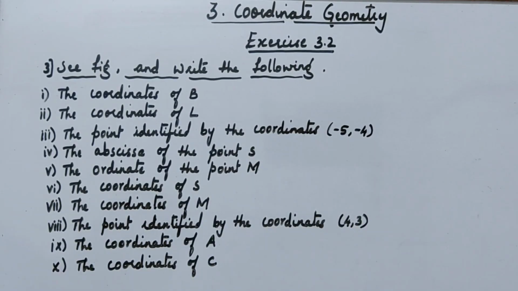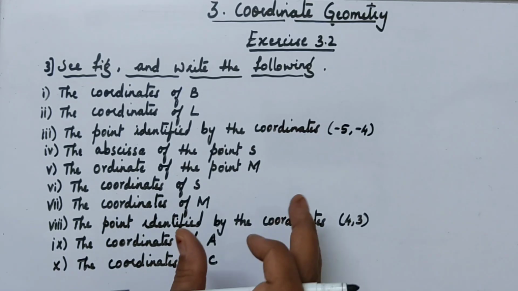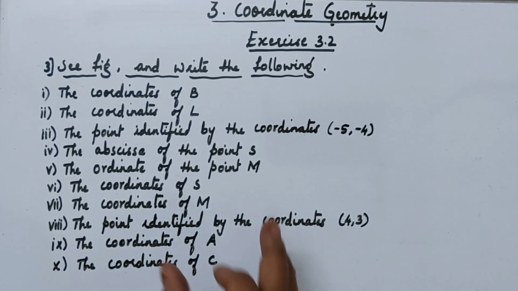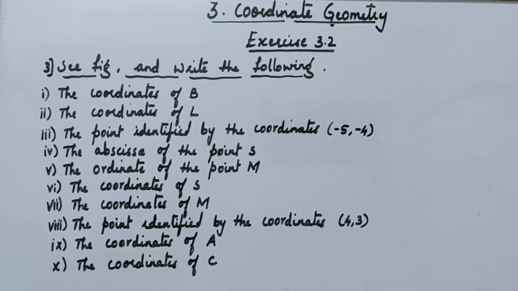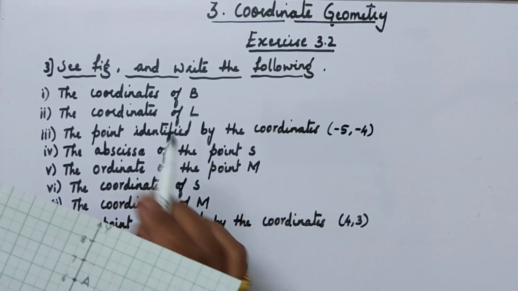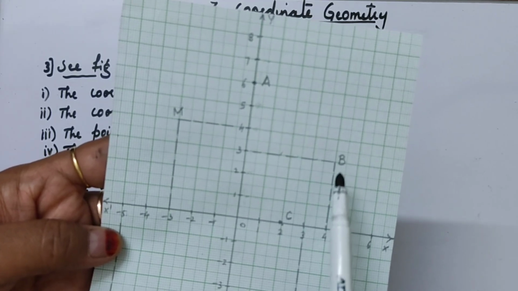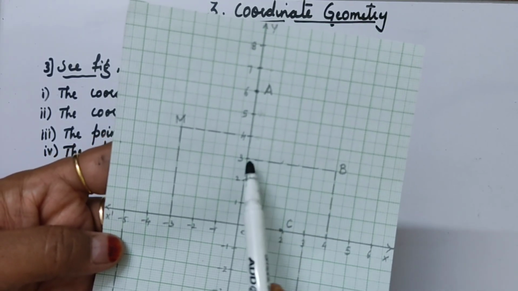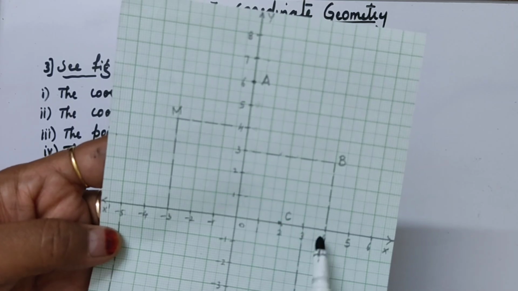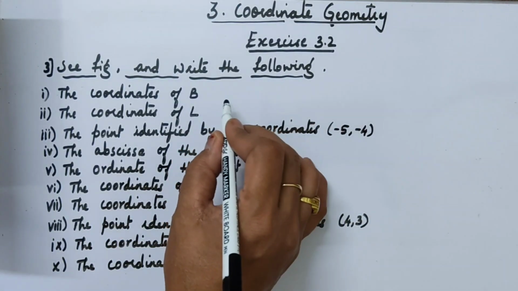Let us answer these questions. This is from the example part. If I solve this type of question, I think it will be clear to you all, and you will not make any mistakes when the questions are asked. Now, this is a graph, students. The coordinates of B. So, this is B. Let us take the x-axis, then the y-axis: 4, 3.